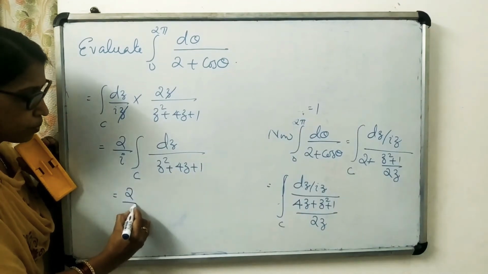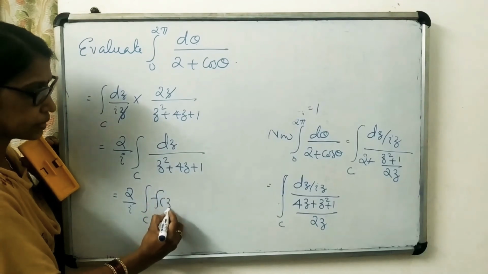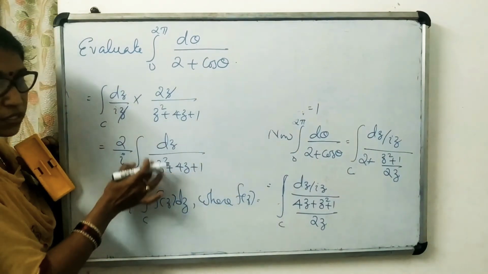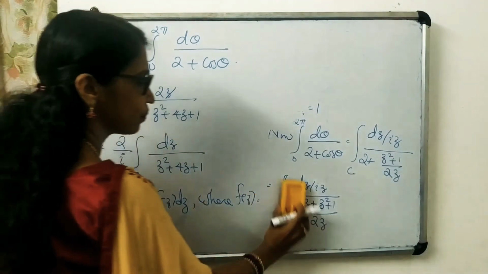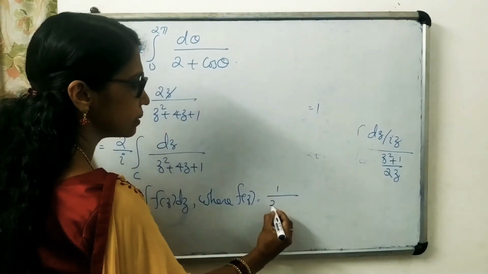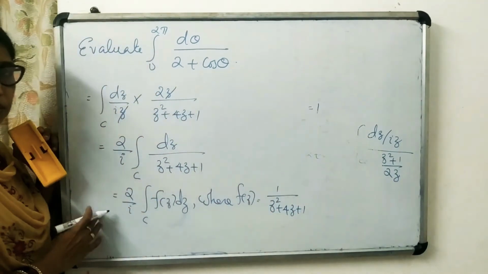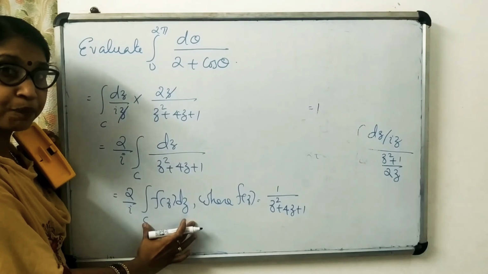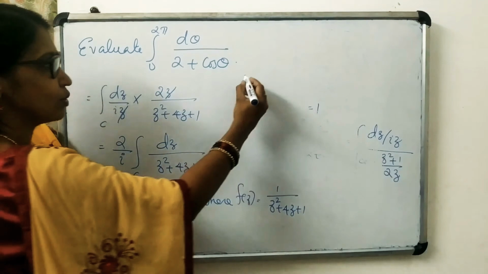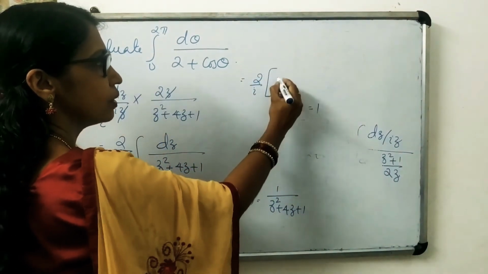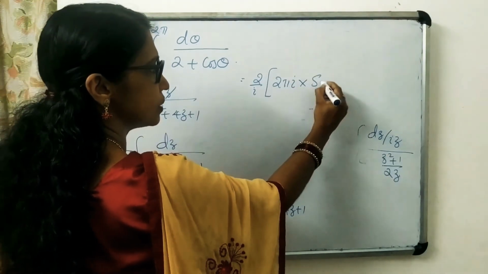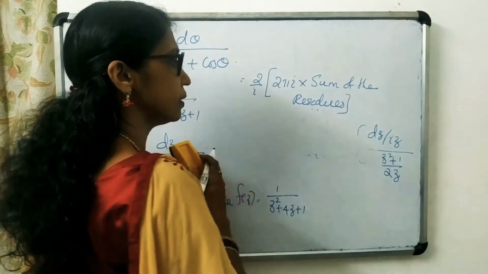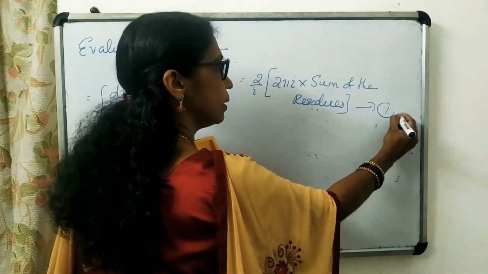So this is equal to 2 by i into integral over C f of z dz, where f of z is equal to, what is f of z? f of z equal to this function 1 by z square plus 4z plus 1. Now what is the integral of this function? Integral over C f of z dz, using Cauchy's theorem, is 2 pi i into sum of the residues. So this is equal to 2 by i into 2 pi i into sum of the residues. Let it be equation number 1.